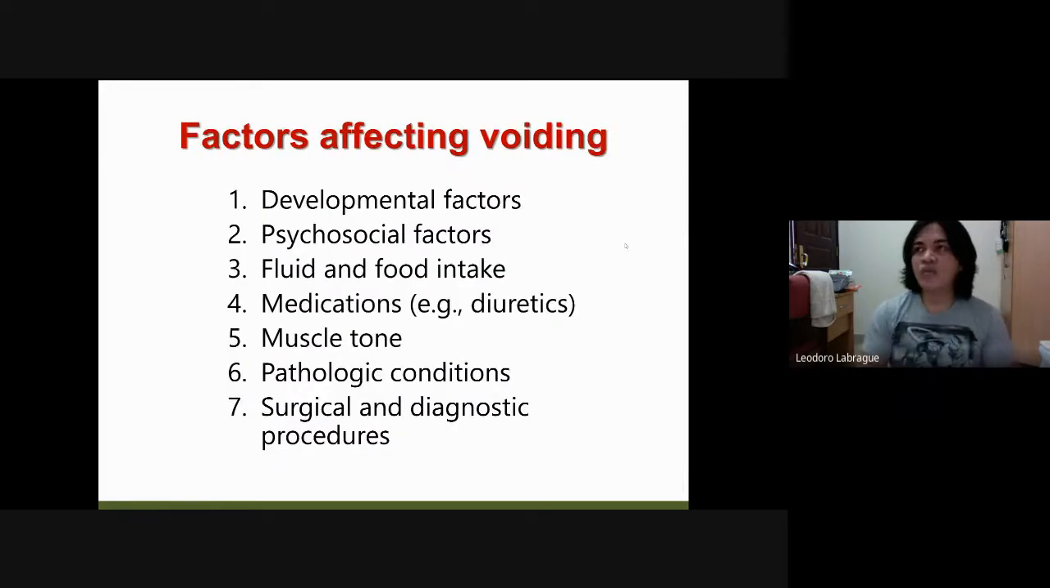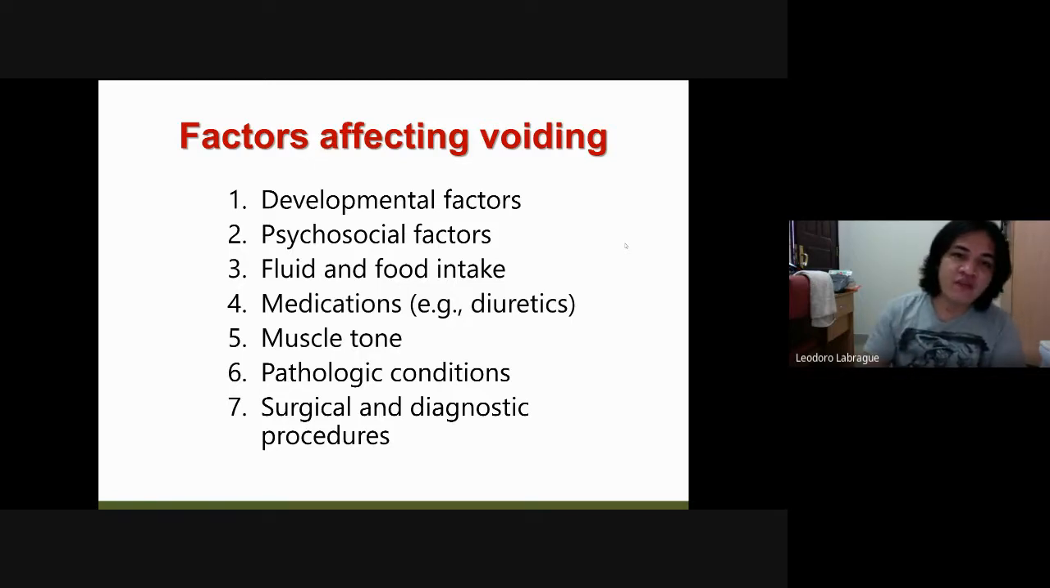Okay, now we're done with the process of micturition. It is very important also for us to learn the different factors that affect voiding. What are the different factors that affect urination? The most common is the developmental factors. Technically, the capacity of an infant's bladder is lesser than that of an adult. And you would notice that babies or infants urinate a lot every day. In fact, they can urinate up to 20 times a day.